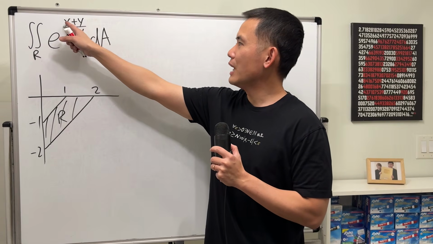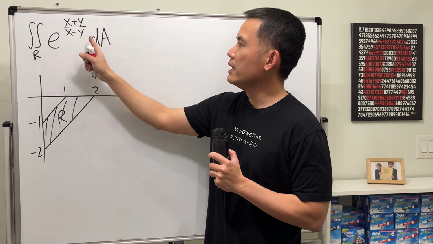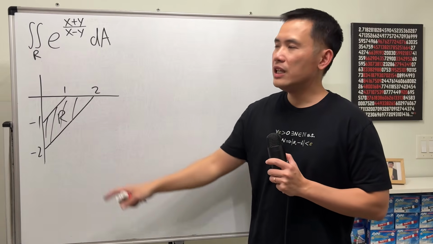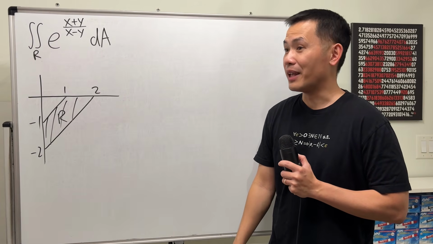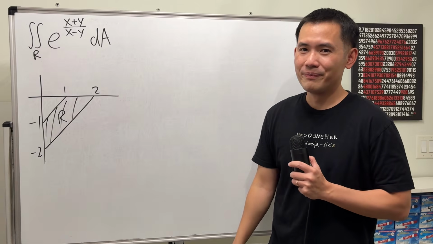Have a look. We have x plus y over x minus y in the exponent of e. If you want to integrate this in terms of x and y, I don't think it's going to be easy. I don't think it's possible. You can try it and let me know.